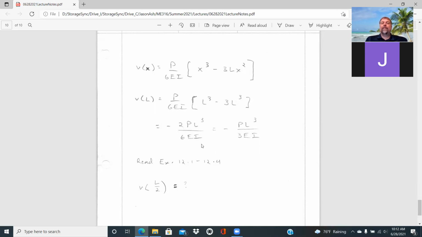So this is the expression that I mentioned that you should remember, what the tip displacement is for a cantilevered beam with a point load. And that's PL cubed over 3EI. And the negative just signifies that that's going to be a displacement downward in the vertical direction.